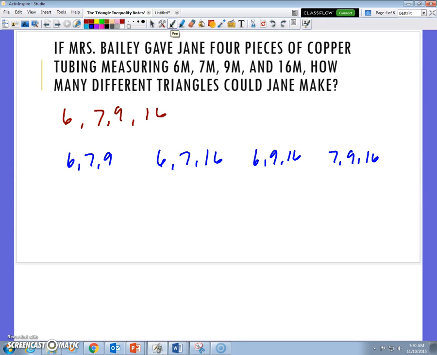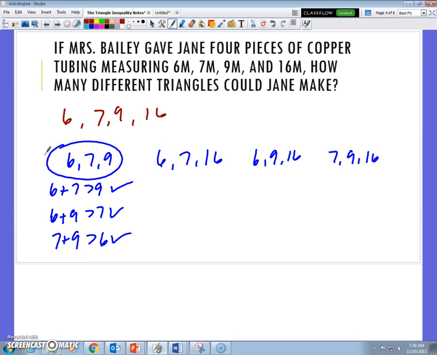So I'm going to check here, and I know that 6 plus 7 should be greater than 9. So far, so good. 6 plus 9 should be greater than 7. That works. And finally, 7 plus 9 should be greater than 6. So that's one of the ways that she could do it. She could use these 3 pieces to make a perfect triangle.